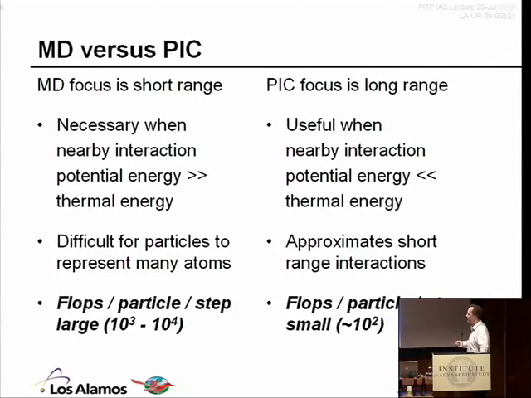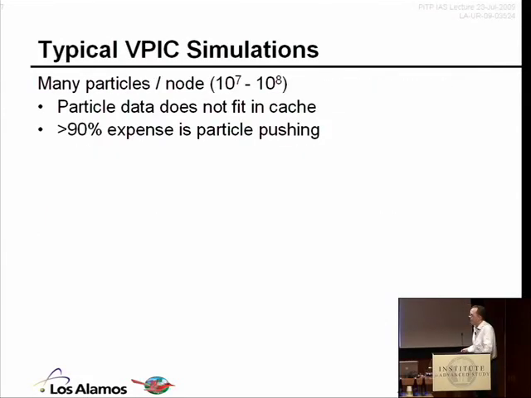Now, this is good from an algorithmic standpoint. We're doing less work and we're getting more done, provided we can make this approximation within our code. But it's also bad because computers are really bad at moving data around, and if we're not doing a whole lot with the data we have, we're going to have trouble getting high performance. And to understand this better, let's look at what a typical VPIC simulation looks like.